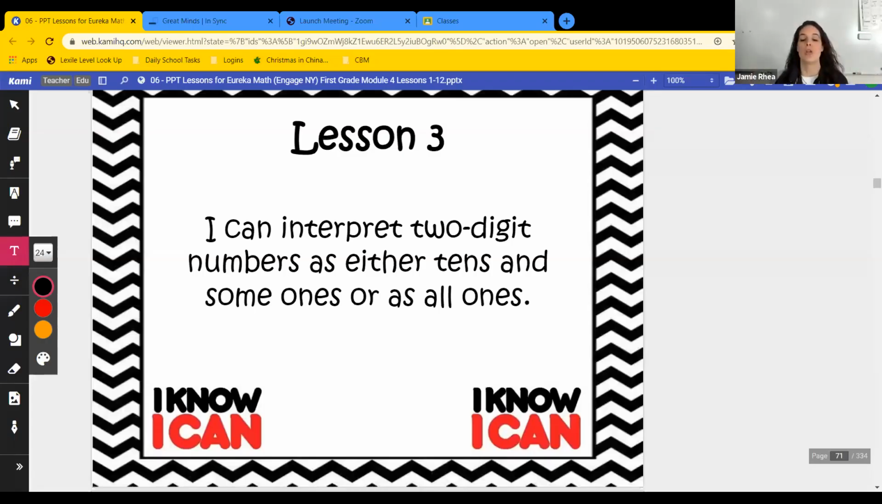Okay, but today we're going to do lesson 3, and we're going to talk about how we can interpret 2-digit numbers as either tens and some ones or all ones. And that may sound confusing because of the word interpret, but it just means that we can tell you a 2-digit number as in some ones or all ones. Okay, real simple. We got this. We know how to do this because we're smart.